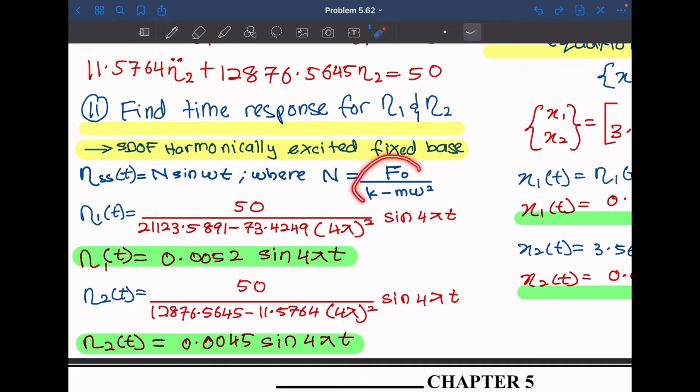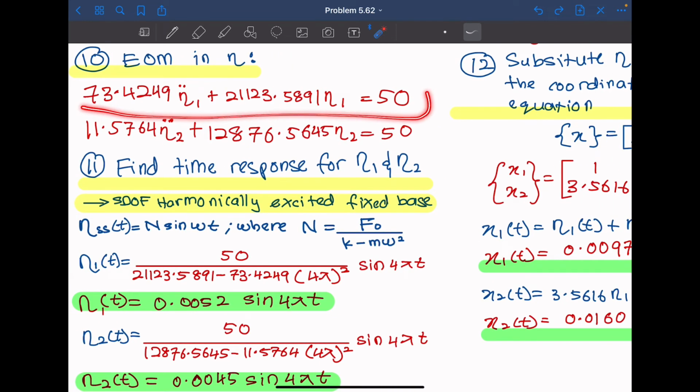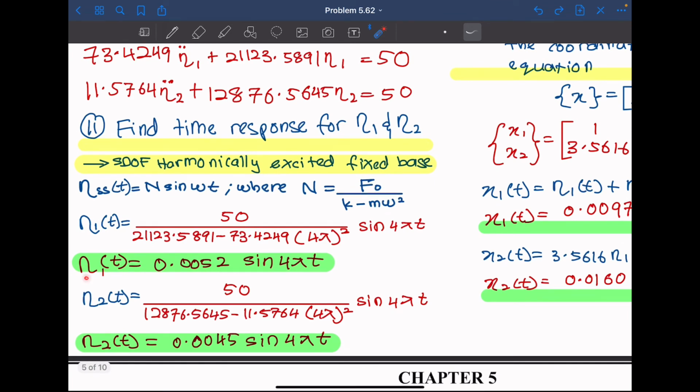So basically f naught over k minus m omega square, times sine omega t. You know your f naught for the first equation, so focus on the first equation. Your f is 50. Your k minus your m times your omega, which is 4 pi from the question, and then sine omega t, sine 4 pi t. Calculate that, and you get your eta 1 response to be 0.052 sine 4 pi t.